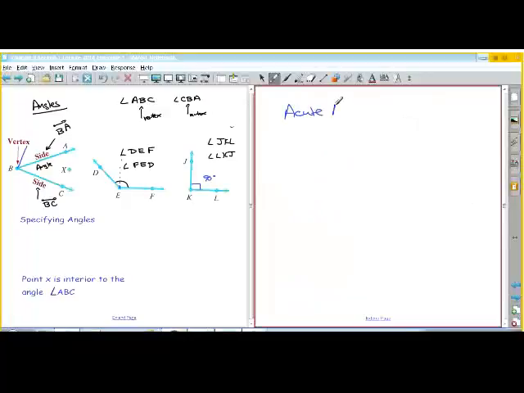So an acute angle, and let's just use x to represent it. X is where the value of the angle is greater than 0 but less than 90 degrees. Then you have a right angle, which I'm going to call x again, is when x equals 90 degrees.